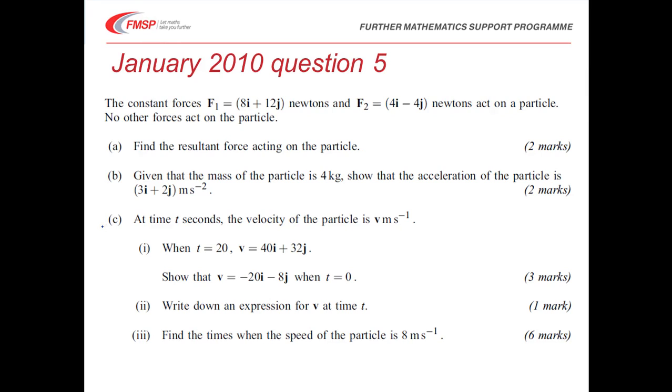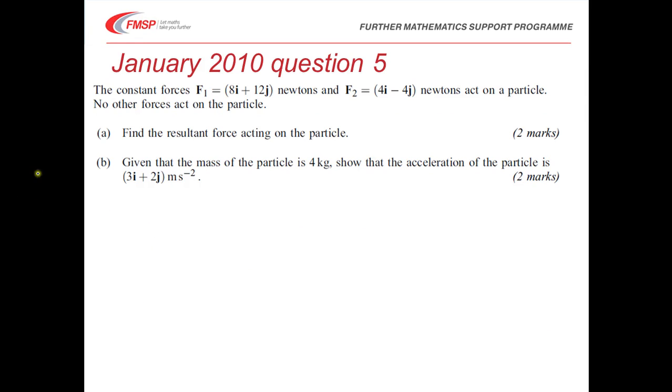At time t seconds, the velocity of the particle is v meters per second. When t equals 20, the velocity is 40i plus 32j. Show that when t equals 0, the velocity is minus 20i minus 8j. In part 2, we're asked to write down an expression for v at time t. And in part 3, find the times when the speed of the particle is 8 meters per second.